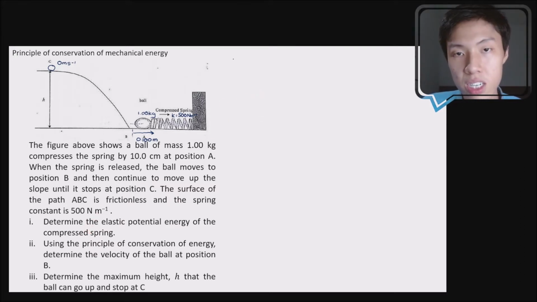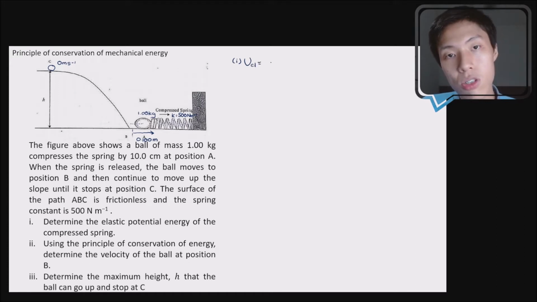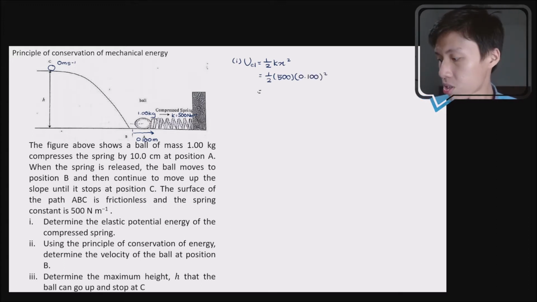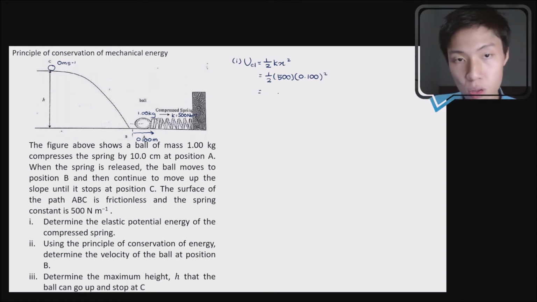What you need to do is just use the formula for elastic potential energy. So elastic potential energy is U subscript EL, so it's half kx squared. K will be the spring constant, so that's 500 Newton per meter. The x here will be the length of compression or the length of stretching. In this case it's a compressed spring, so it's the length of your compression, and the compression is 0.100 meter. So if you substitute everything in, your answer should be 2.5 joule.